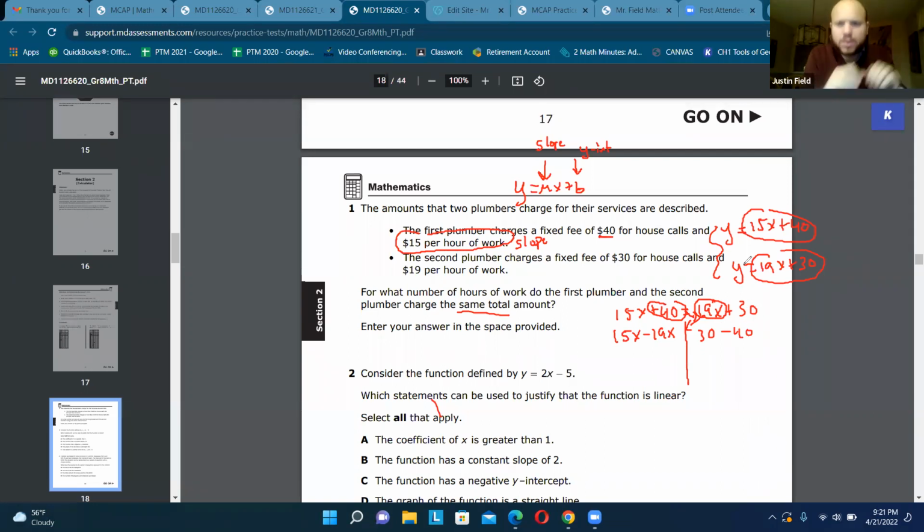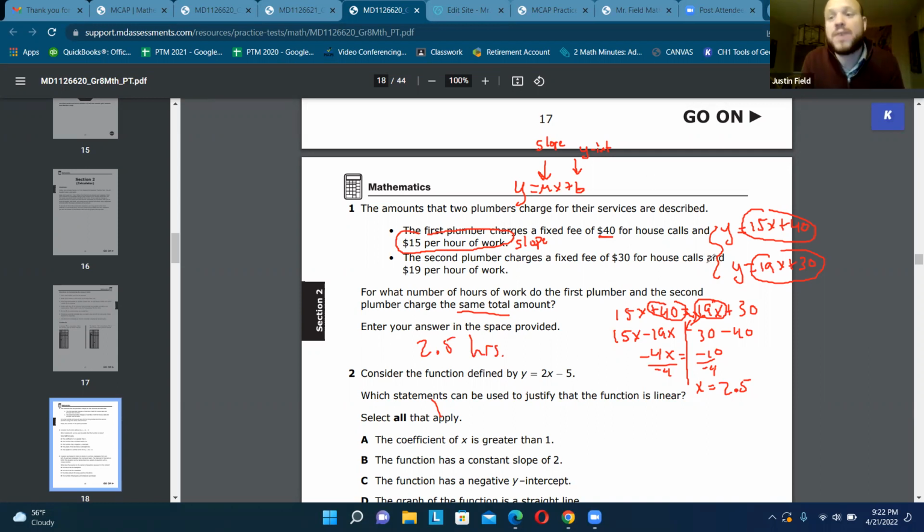Normally we say subtract 40 from both sides, subtract 19x from both sides, but I like to do it in this one quick step. So now 15 minus 19 is negative 4, and 30 minus 40 is negative 10. So now we got negative 4x equals negative 10. Divide both sides by negative 4. x equals negative 10 over negative 4. Well, I know what that is, 2.5. Calculator, 2.5. So for what number of hours of work? 2.5 hours.